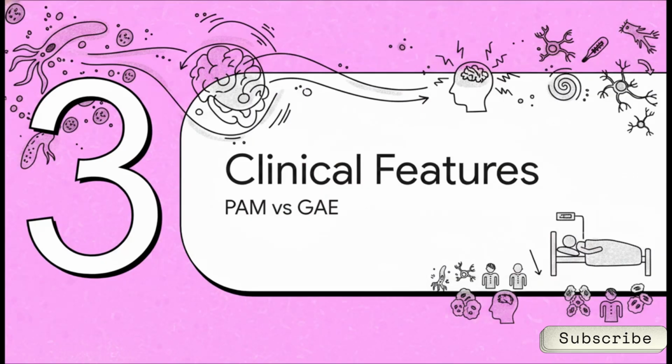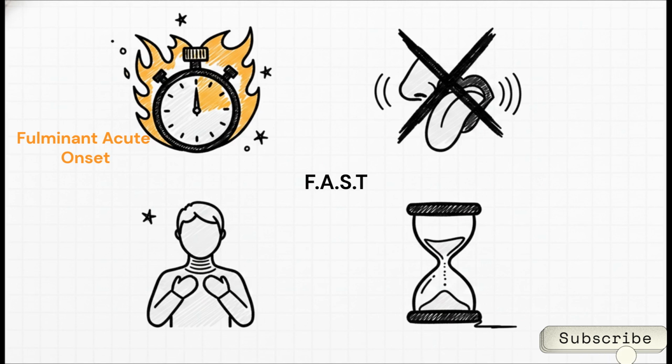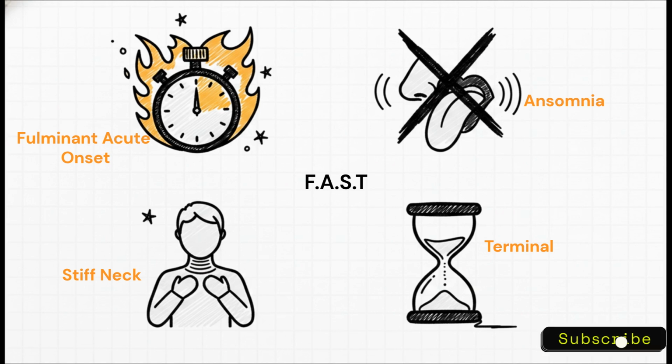Moving right along to Section 3, Clinical Features, PAM versus GAE. Let's see how that pathogenesis actually looks on the ward when you're treating patients. For Naegleria's disease, PAM, I want you to think of the word FAST. F-A-S-T. The clinical course has a fulminant acute onset. Patients often show up with anosmia, which is changes in taste and smell. That is a massive clinical clue pointing directly to that olfactory nerve damage we just talked about. They'll also have a stiff neck and positive meningeal signs. And tragically, the outcome is terminal within just 7 to 14 days.